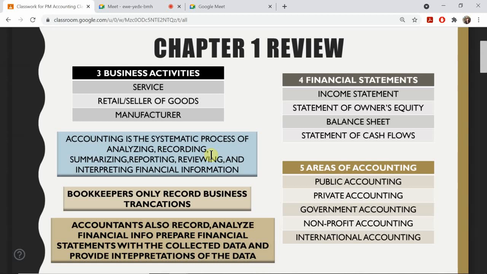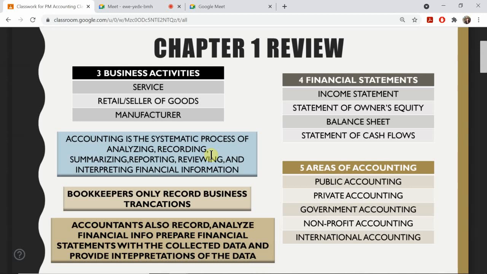So public accounting is for publicly traded companies such as corporations. Private accounting, once again, is for smaller businesses. Okay. Government is for government agencies. Okay. Nonprofit is straightforward, it is for nonprofit organizations. And last but not least, international is once again for any businesses that want to do business overseas, which in this case, for us, we are only doing strictly accounting in the United States.